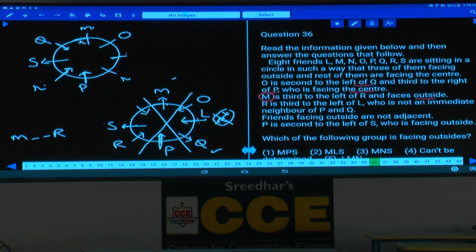Then there is a possibility for this M. Now tell me whether M can be at this place or not. Yes. If M is here, R can be here. Can R be at this place? No. Why? Because R is facing towards the center and M is third to the left of R. If R is here and M is here, then M will be on the right hand side, which is not possible at all. Hence M cannot be at this place.